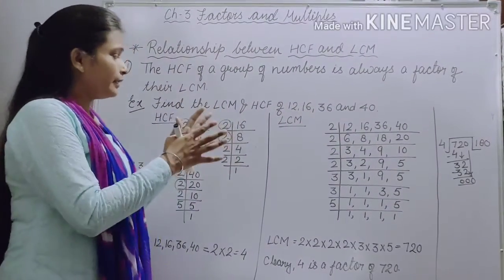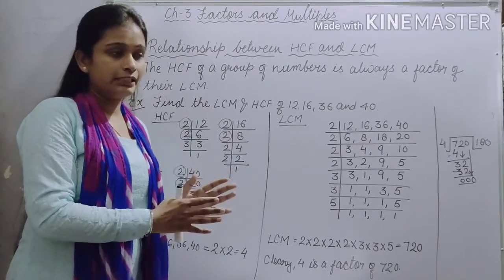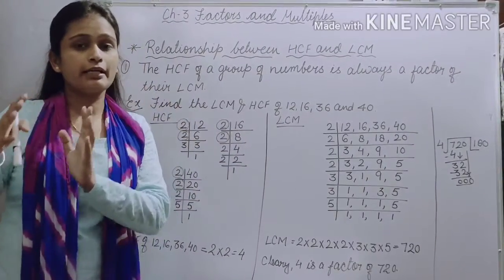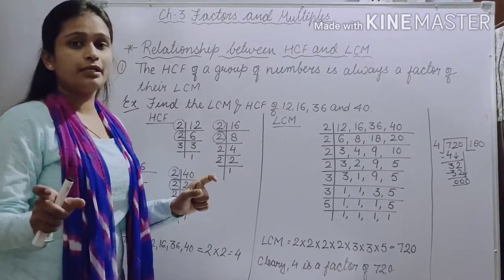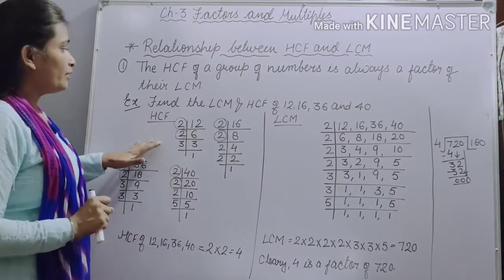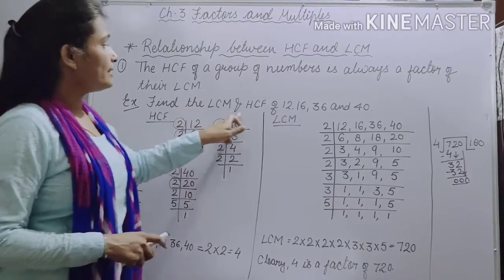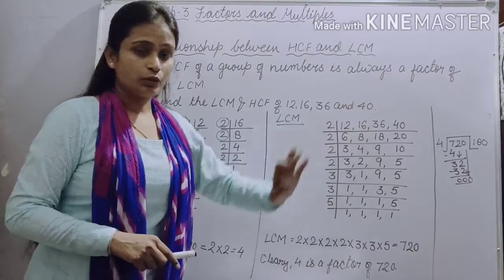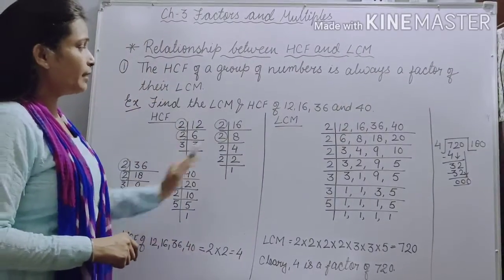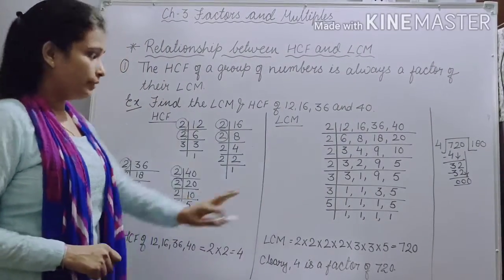Means आपके पास कोई नंबर दिया, उसका अगर आप HCF फाइंड करते हो और फिर उसी नंबर के सारे LCM फाइंड करते हो, तो जो HCF आया है वो उस LCM का एक फैक्टर होगा. For example, find the LCM and HCF of 12, 16, 36 and 40. So here is the HCF part and here is the LCM part.